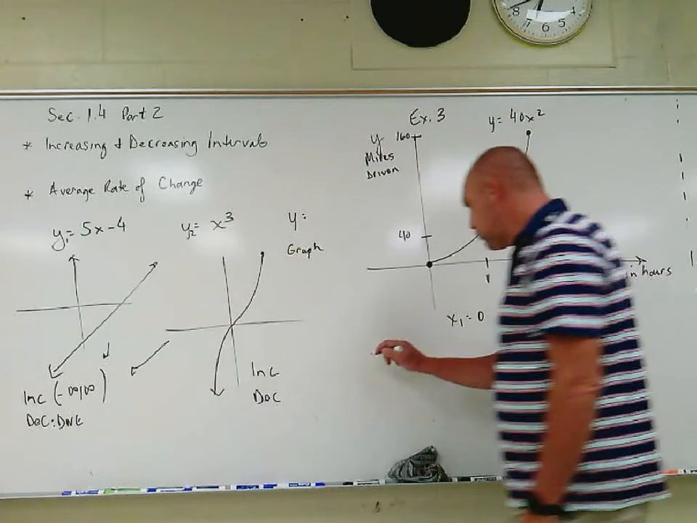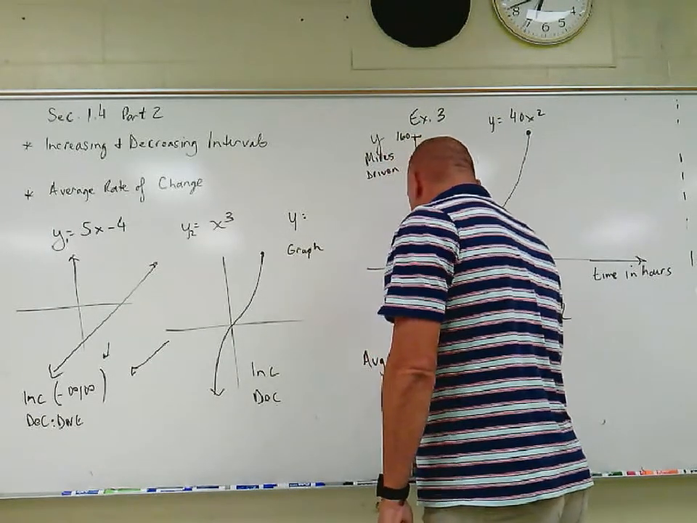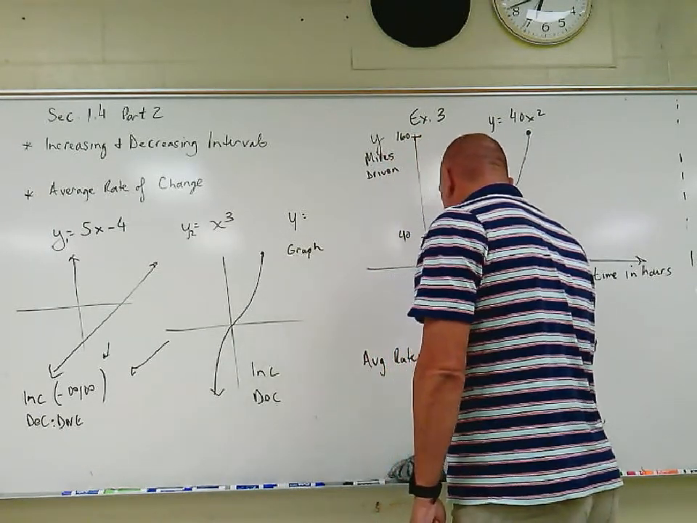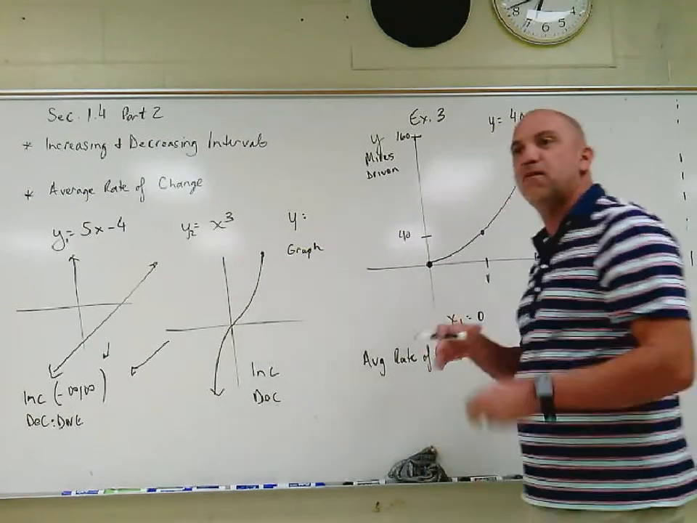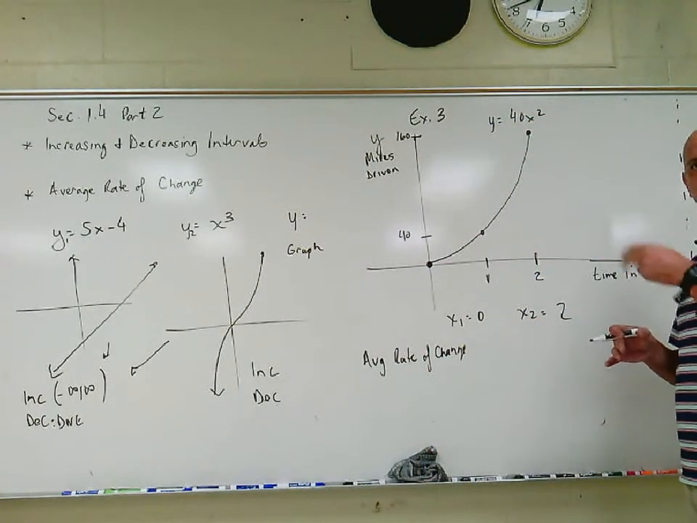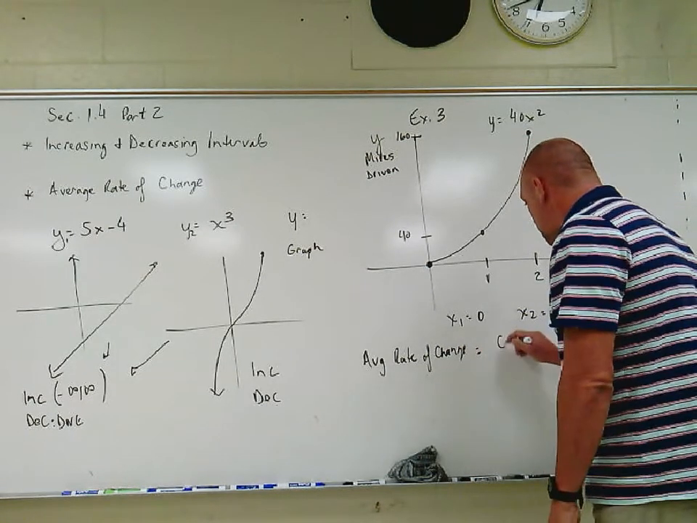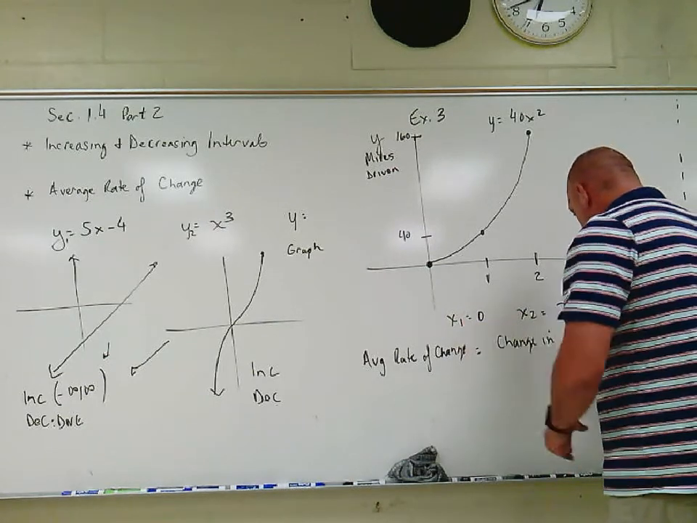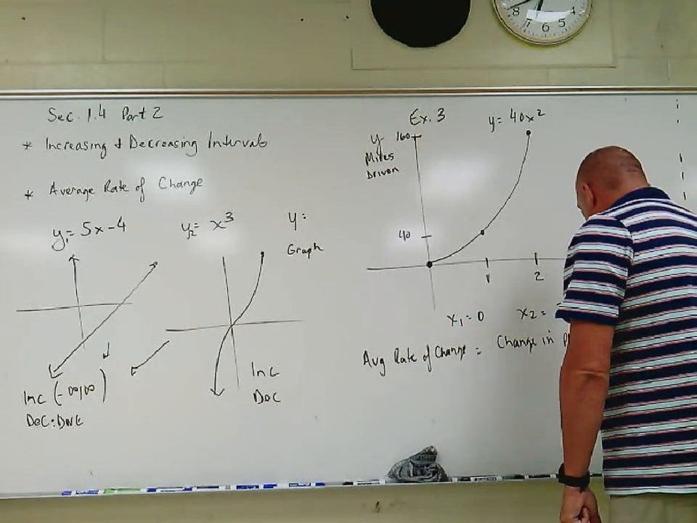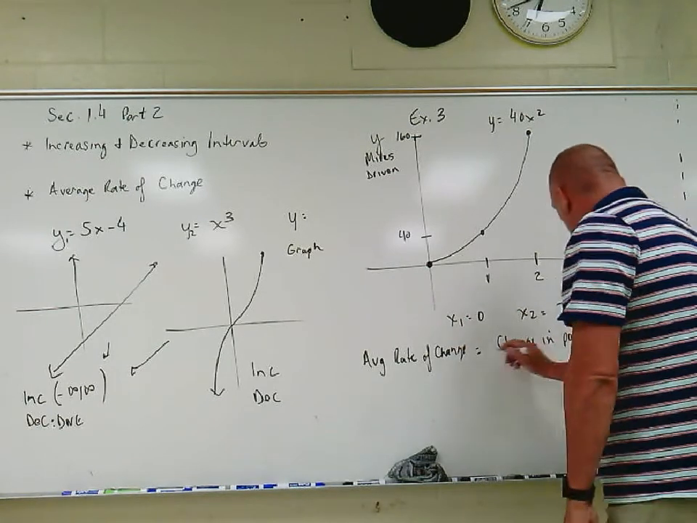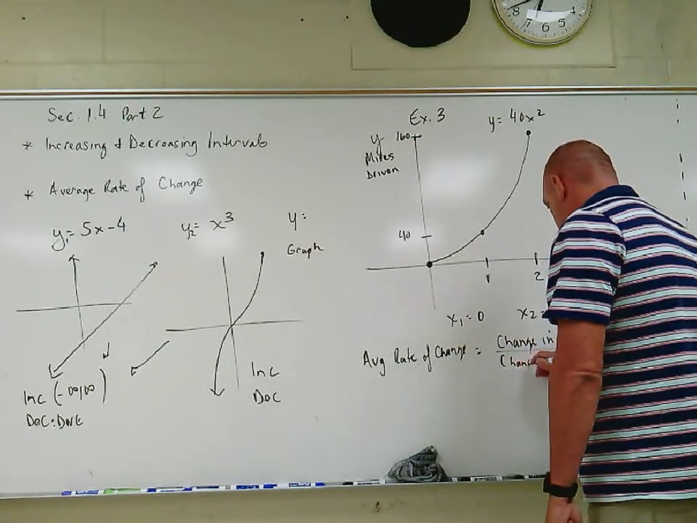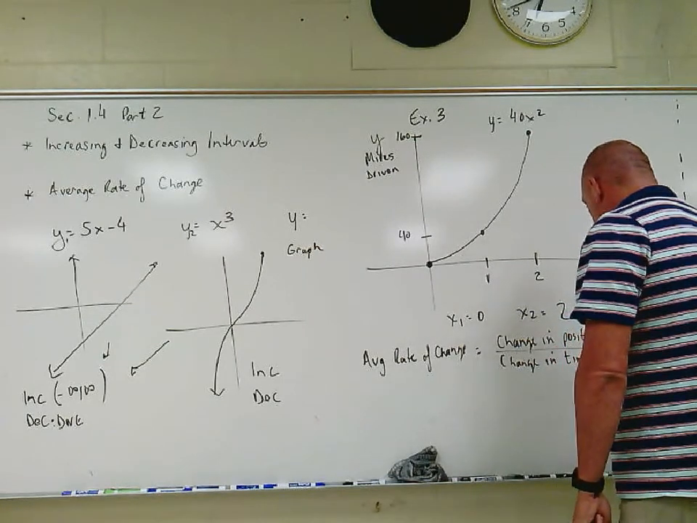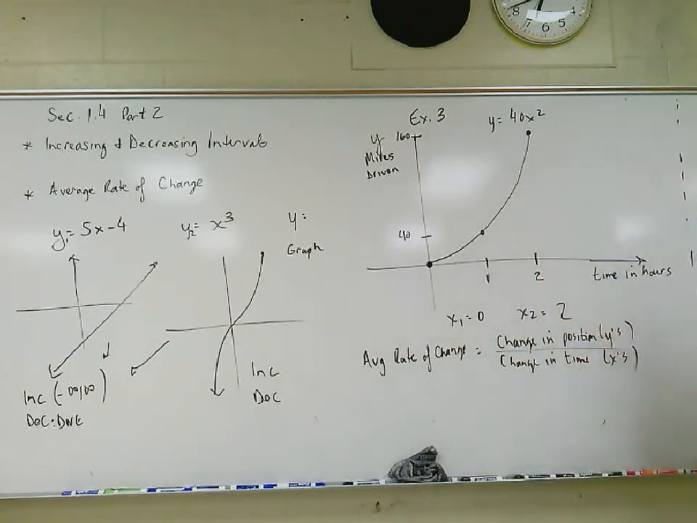So to do average rate of change, and a lot of times you'll see this abbreviated AROC, A-R-O-C, you want the change in the position, which in this case is going to be our y's, over change in time, which is our x's. And Maria said slope, and she's exactly right. That's all average rate of change is. Okay?